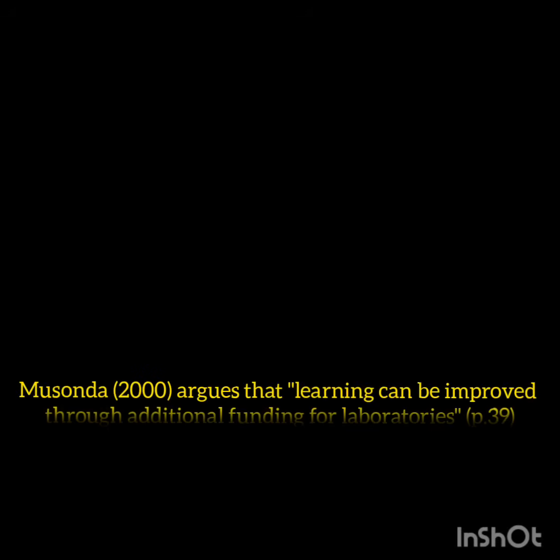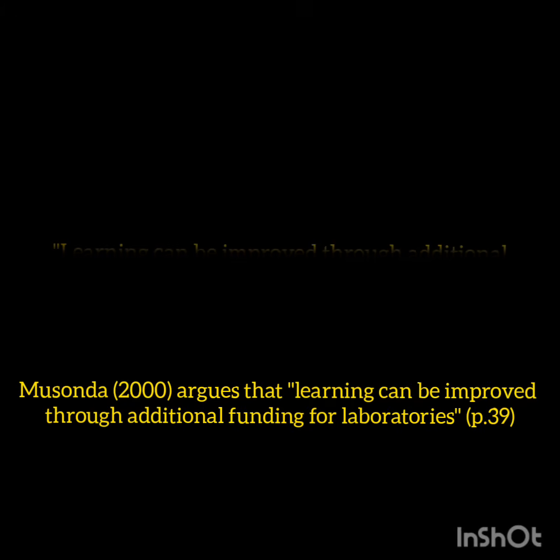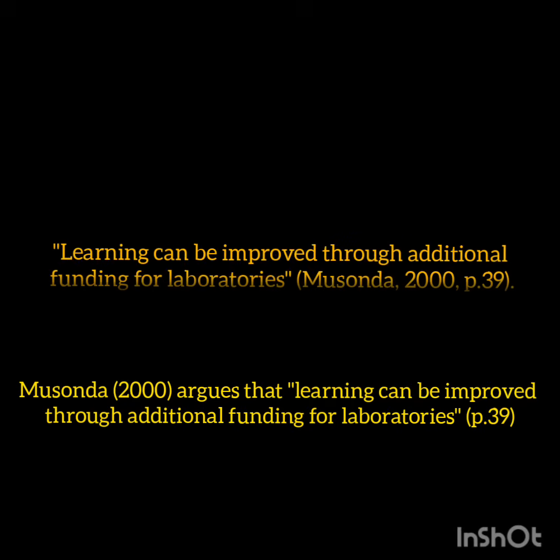An in-text citation in the body of your work will appear as follows. Musonda 2000 argues that learning can be improved through additional funding for laboratories. Page 39. If an in-text citation begins with a quotation, it will appear as follows. "Learning can be improved through additional funding for laboratories." In parentheses, Musonda 2000, page 39. Take note of the quotation marks which indicate that this is a direct quotation.